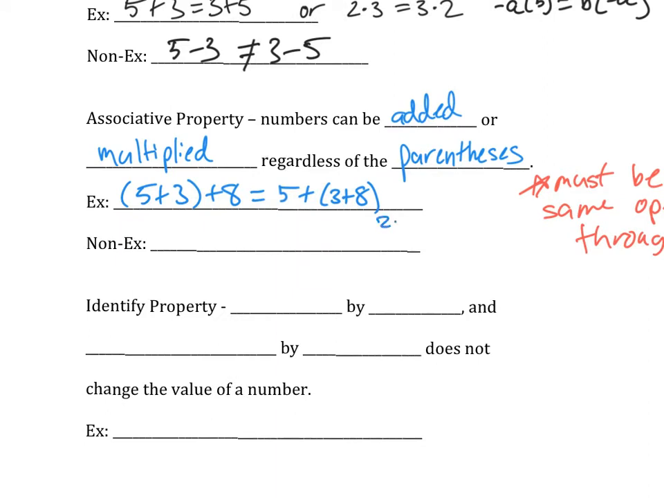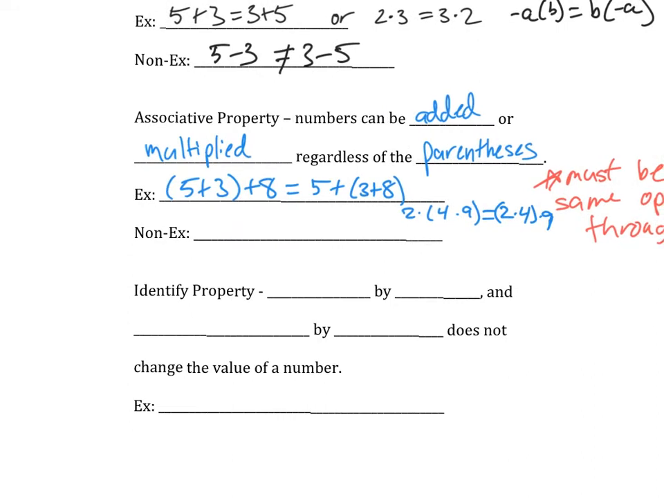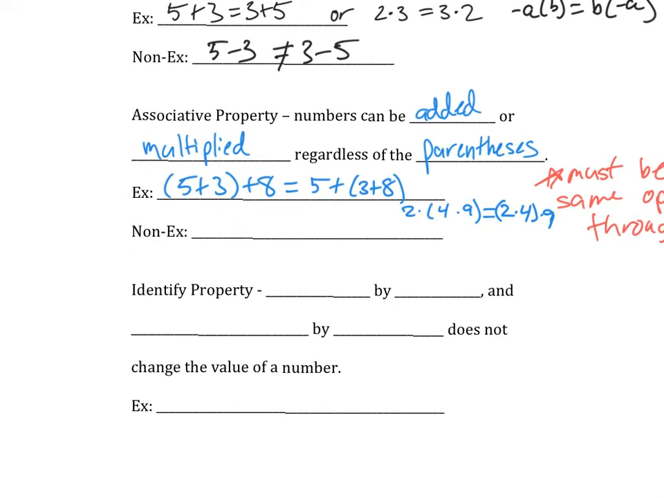So we could have 2 times 4 times 9 in parentheses, and that would be equal to 2 times 4 in parentheses times 9. Okay. So it doesn't matter which order we do that in. One way that I can kind of think of this is, like, it doesn't matter which numbers associate with each other. Like, it's the associative property. Okay, they might associate themselves differently.